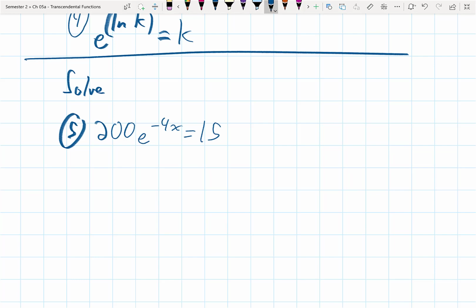Before we deal with the negative 4x, what's the very first step? Divide by 200. So e to the negative 4x is equal to 15 over 200. Divide both by 5, and I get 3 over 40.